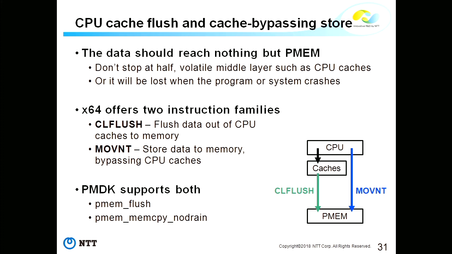For that purpose, x64 offers two instruction families, CLFLUSH and MOVNT. CLFLUSH flushes data out of CPU caches to memory. MOVNT stores data to memory, bypassing the CPU cache. PMDK supports both of the two by these functions. So you don't need to write assembly code to use these instructions.